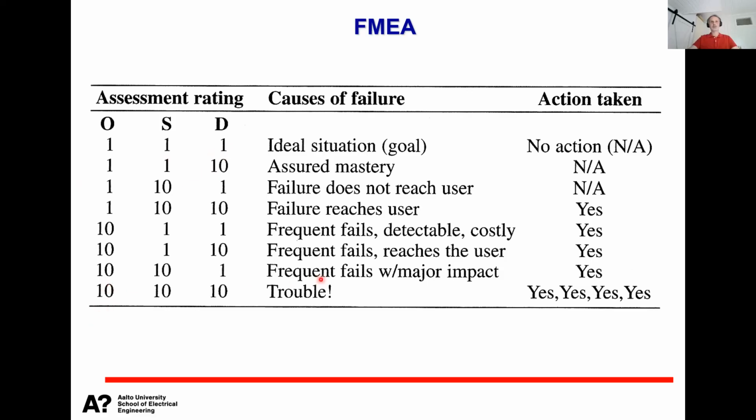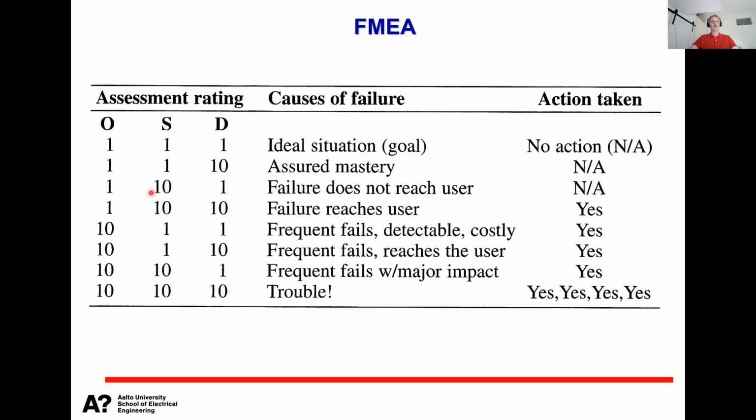On the other hand, of course, we have trouble if everything is 10, and there are descriptions of these. So, for example, occurrence is 10, so it's very frequent. It is easily detectable. The severity is small, but still maybe you need to do actions because it could be quite costly because it's so frequent.